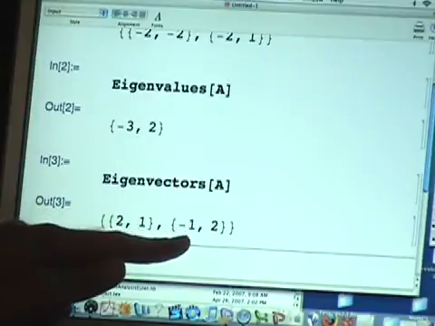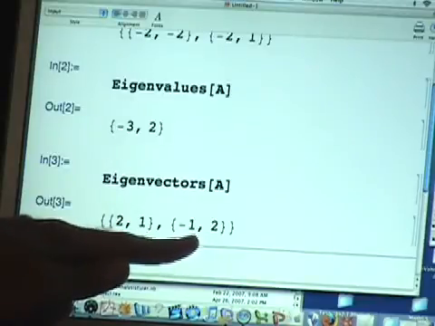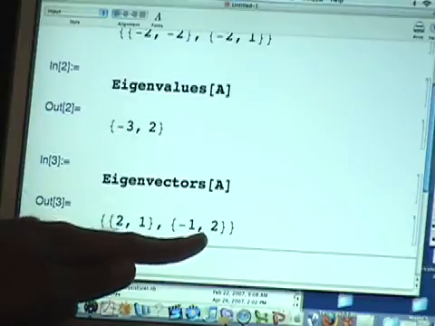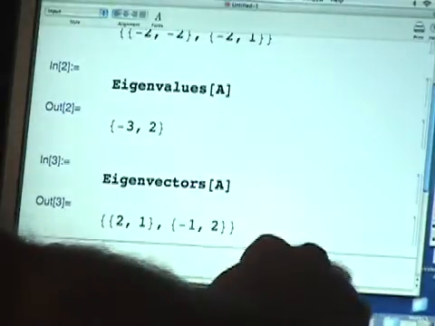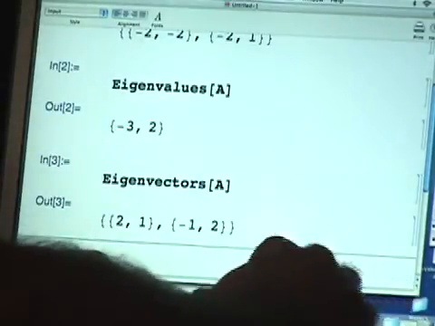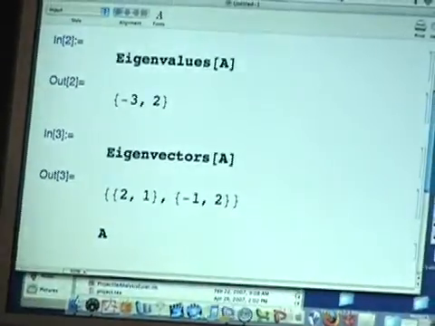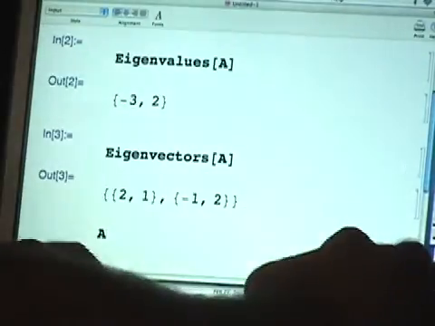This is different than the one I had. The one I had was +1, -2. But they're parallel, pointing in the opposite direction. Mathematica chose the x to be -1, and then y was -2 times x, so the y was +2. You can check that if you multiply the matrix A times one of these vectors, you'll get a scalar multiple of that vector.